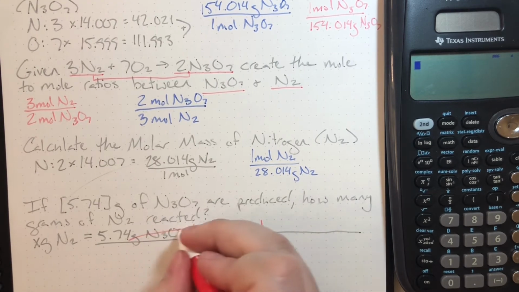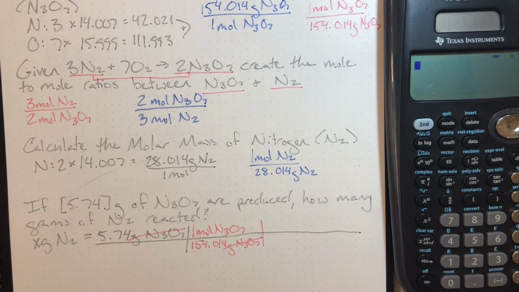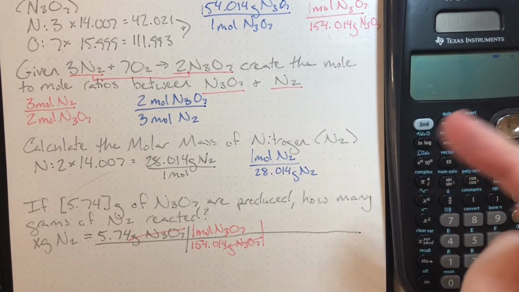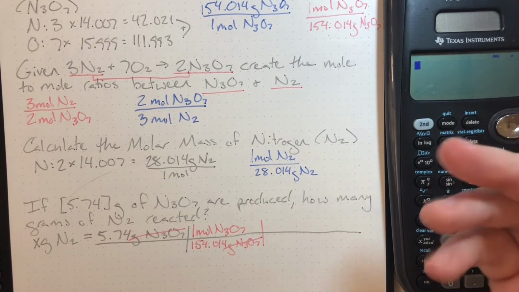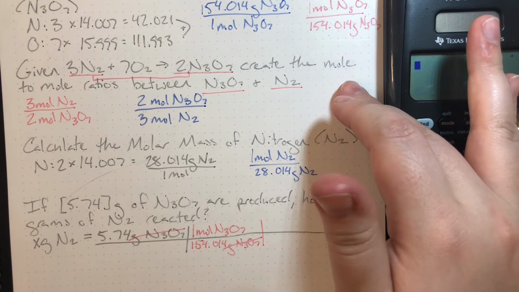Grams of trinitrogen heptoxide will cancel as they appear in the numerator and in the denominator. I am currently in moles of trinitrogen heptoxide, and I want grams of nitrogen. I am not in the correct molecule, so I need to get out of that. I've already used the molar mass, so it would be inappropriate to use it again. I am going to have to use the mole to mole ratio.